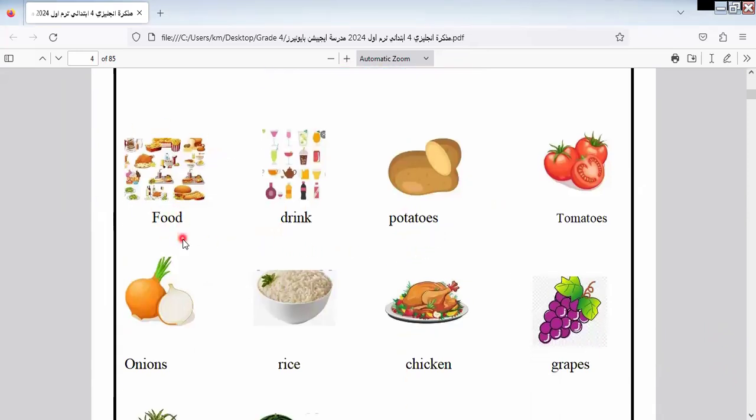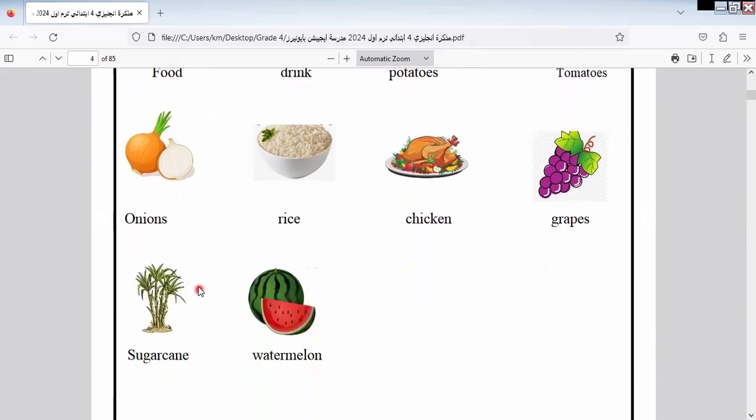What is the vocab in this unit? We have food, drink, potatoes, tomatoes. I think you know these words. We took them in this unit. I will remind you of them, so remind with me, because today we revise the 3 units for the exam, for the monthly test exam.